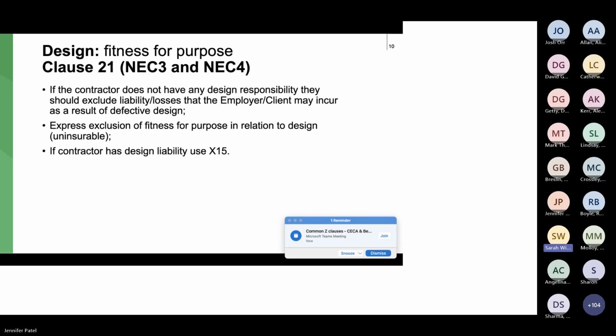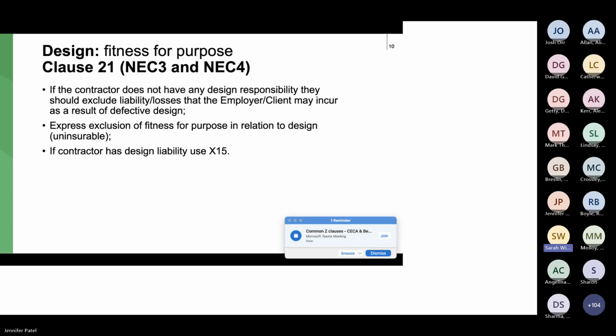So the point here is that typically you would use X15, which means that the standard of care is reasonable skill and care. So that's good. But you need to be careful, particularly in any Z clauses and in the scope, that there isn't anything that looks like a fitness for purpose clause, despite the fact that X15 applies.